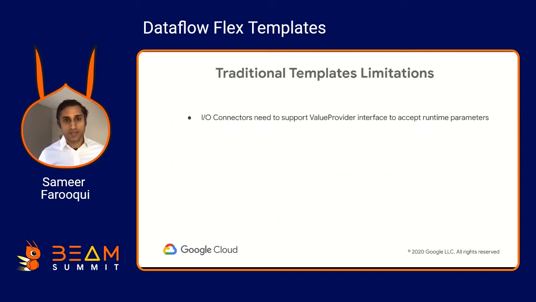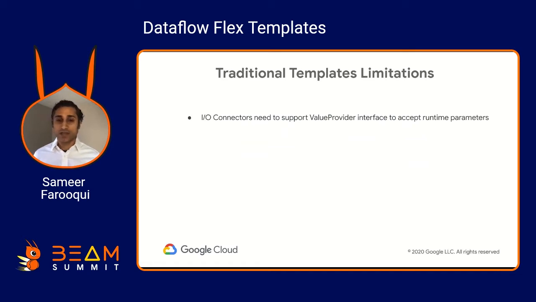But even with traditional templates, there are some limitations. First, the I/O connectors need to support this value provider interface to accept those runtime parameters from the user. Keep in mind that the I/O connectors for Apache Beam can run on various runners like Dataflow, Spark, or Flink, and only some of the I/O connectors contained methods that accept the value provider objects. The IOs with supported methods have an overload with a value provider. Some of these include BigQuery IO, PubSub IO, Spanner IO, File IO, but not all of the third-party database storage and messaging products were implemented with value provider.